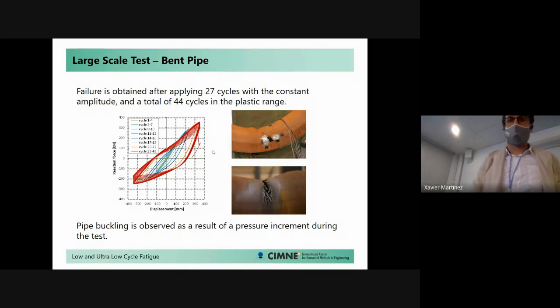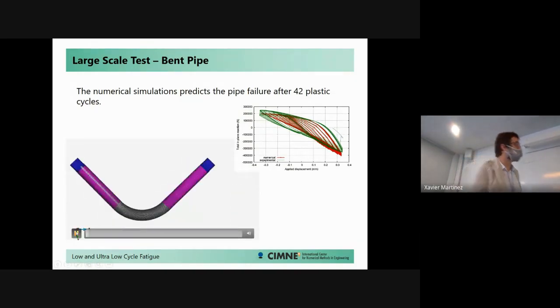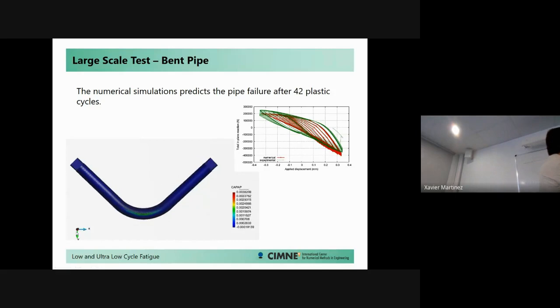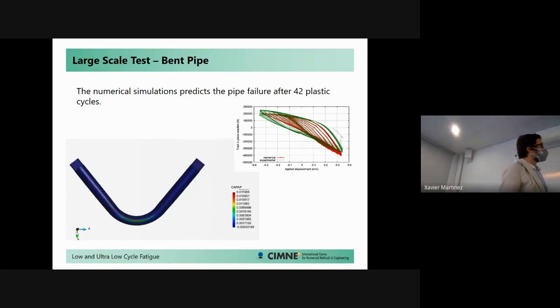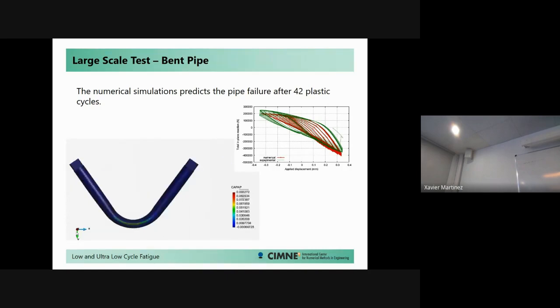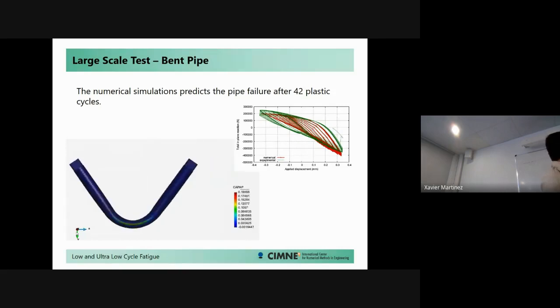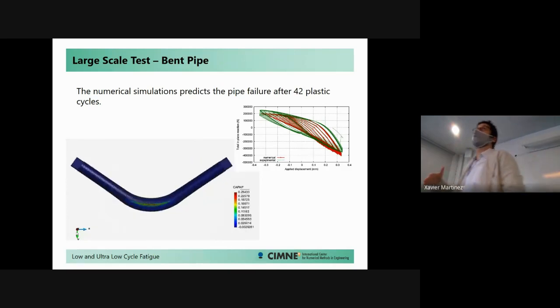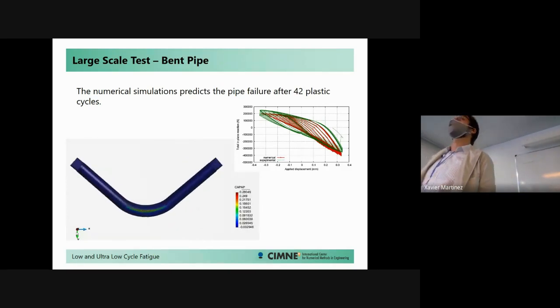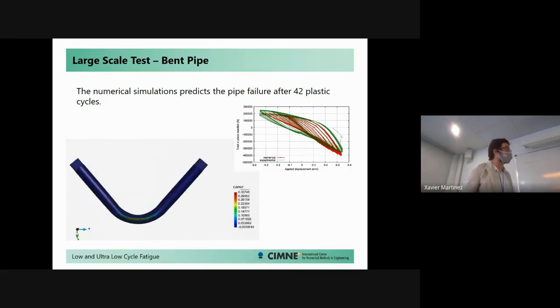We made the numerical analysis, we made the simulation, just deforming this pipeline several times, and those are the results obtained. The numerical one is the red. In green, you have the experimental one, and our failure was obtained after 42 plastic cycles. So 2 less than the experimental results, which again proves that this formulation works pretty well.